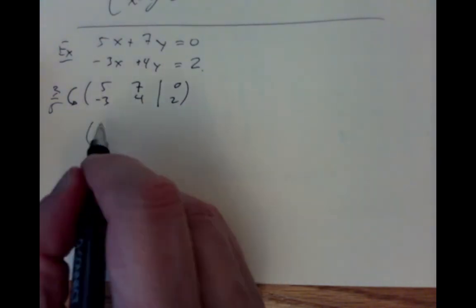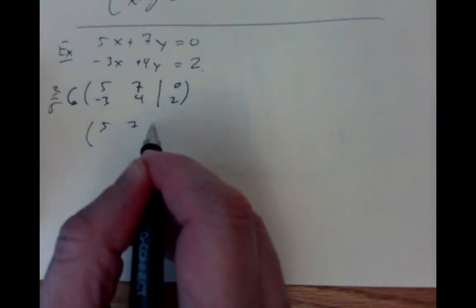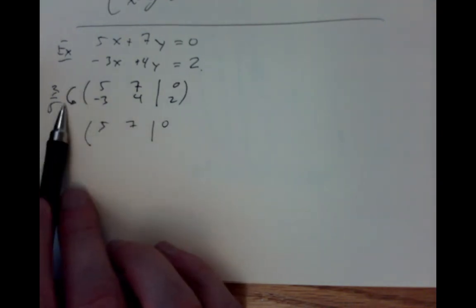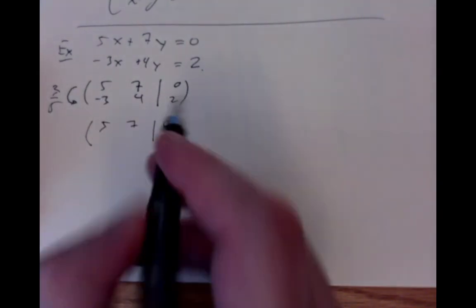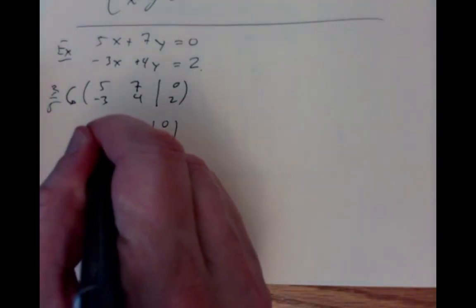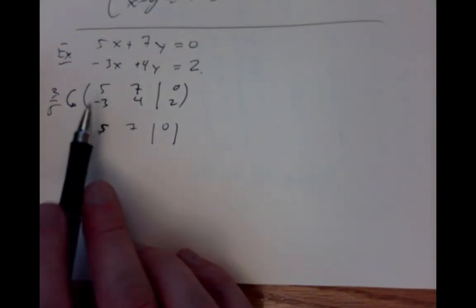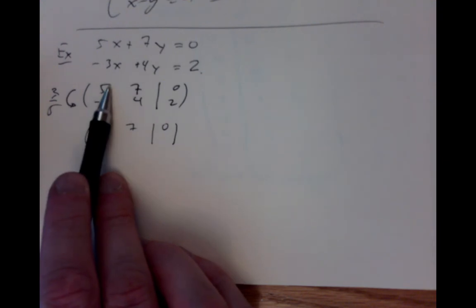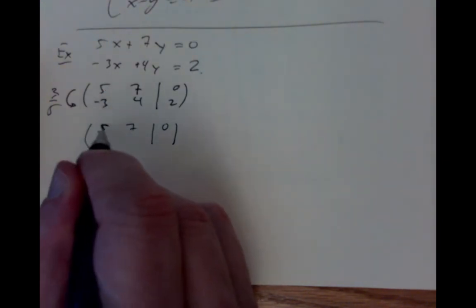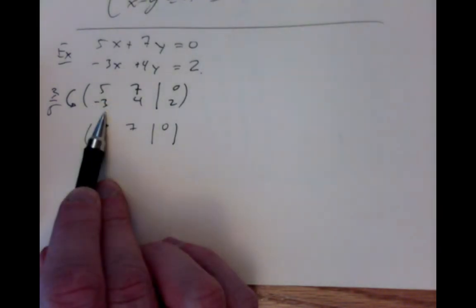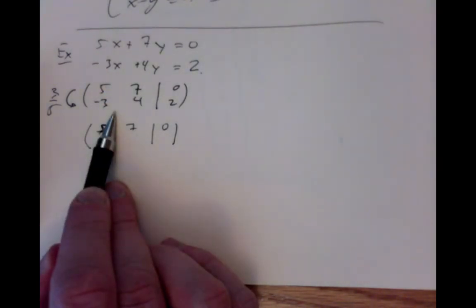And so what I get is, well, the first row hasn't changed because I'm only using it to manipulate the second row. 3/5 of the first row added to the second row will change the second row, but it won't change the first row, so I'll just write that down as it was. And then the second row: 3/5 of 5 is 3, added to minus 3 is 0. So you can see the 5 effectively kills the minus 3. It's killed the minus 3 underneath it.